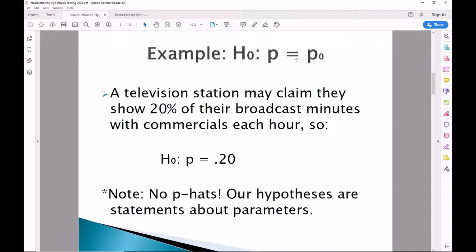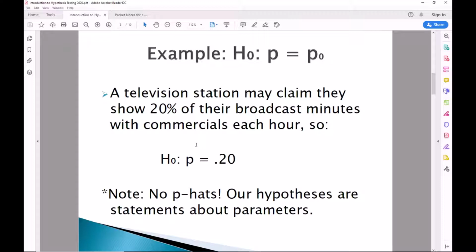So this is another instance of the letter P, so many we've run into. And basically, this is the notation that we use. H0 is the null hypothesis, and that is our population parameter p, population proportion p, is equal to some true proportion, or what we think is true. So a television station may claim that they show 20% of their broadcast minutes with commercials each hour. So H0 is that the proportion of their commercials is 0.2. Now note, it's an equal, and it's a single number, and no hats.